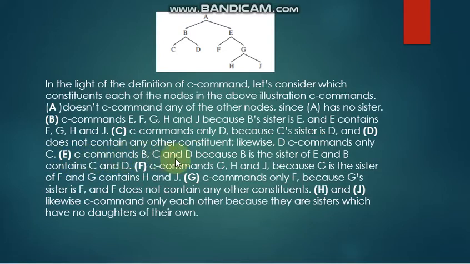Likewise, D C-commands only C. E C-commands B, C, and D because E is a sister of B, and B contains C and D. F C-commands G, H, and J because G is the sister of F, and G contains H and J. G C-commands only F because G's sister is F, and F does not contain any other constituents. H and J likewise C-command each other, or only each other, because they're sisters which have no daughters of their own.